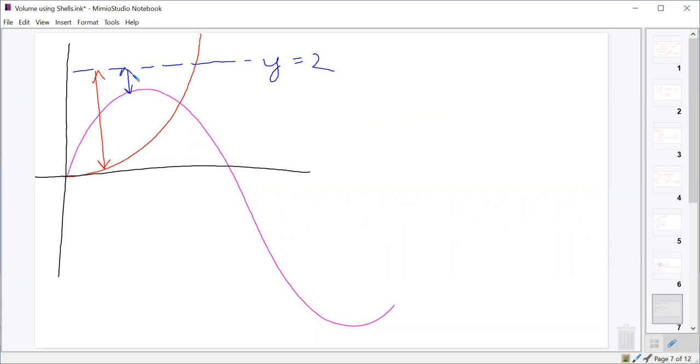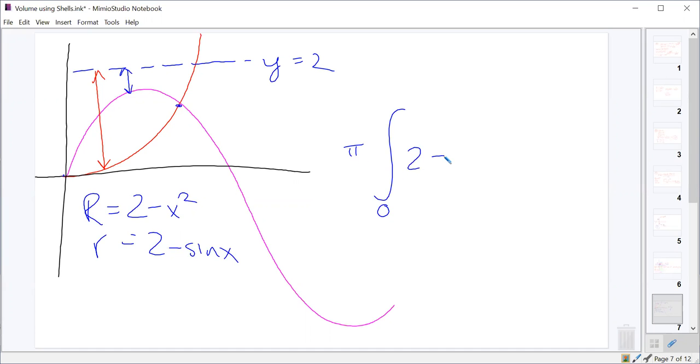All right. So if our outer radius is 2 minus x squared and our inner radius is 2 minus sine x, all we need to do then is do outer radius squared minus inner radius squared, multiply by pi, and integrate from 0 to wherever these intersect, right? So we'll say pi integral from 0 to, of 2 minus x squared, squared, minus 2 minus sine x, squared, dx. And then we got to figure out where these two things intersect, right? True? Okay.